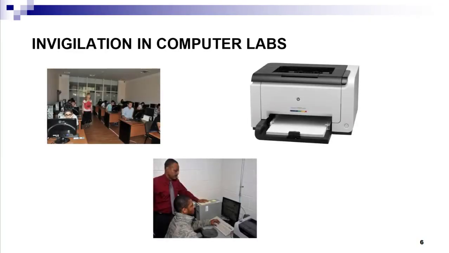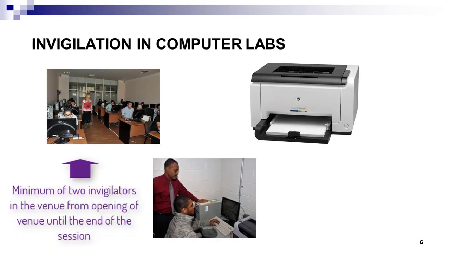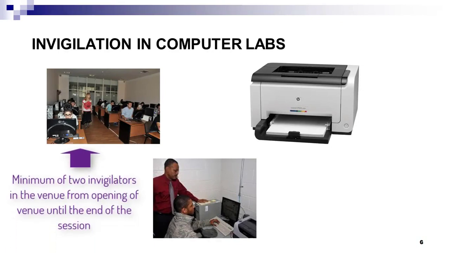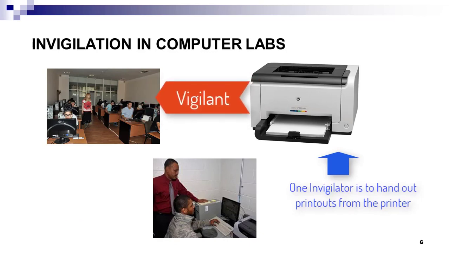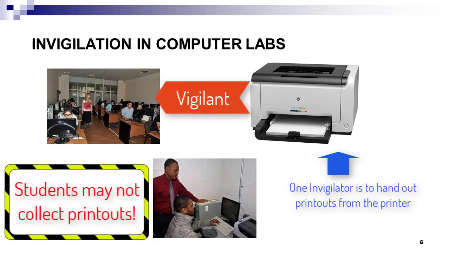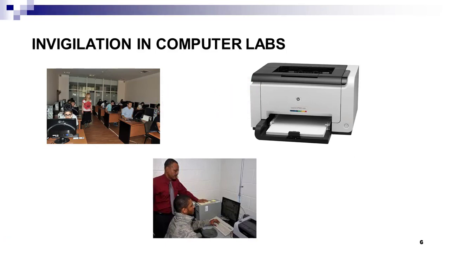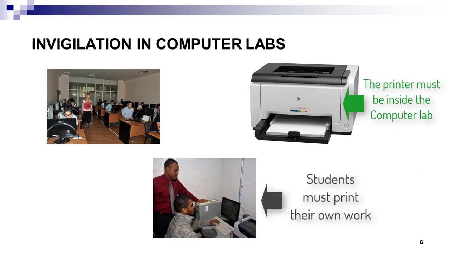Invigilation in computer labs. There must be a minimum of 2 invigilators in the venue from opening of the venue until the end of the session. 1 invigilator is to hand out printouts from the printer while the other remains vigilant. Students must not move to the printer to collect printouts. The printer must be situated inside the same computer lab, and each student must print for him or herself from his or her own computer.